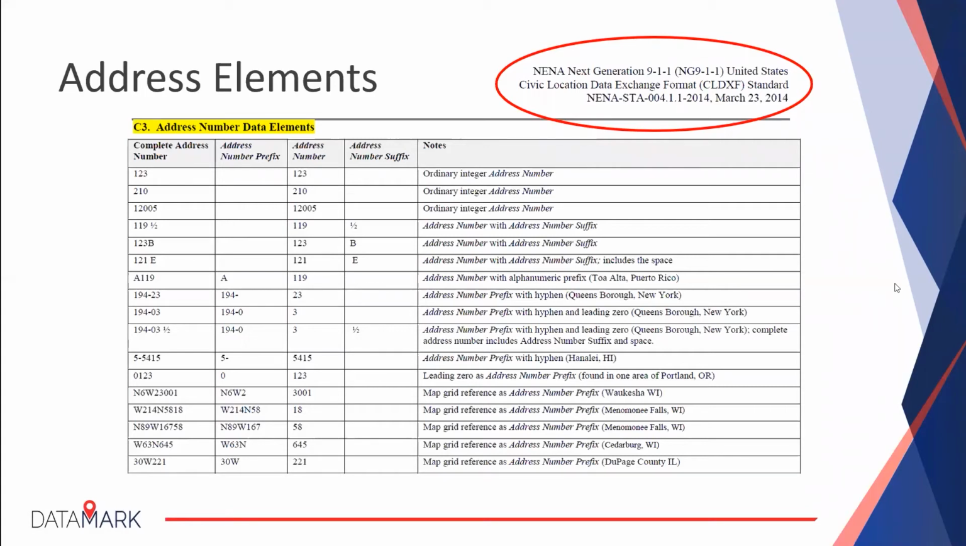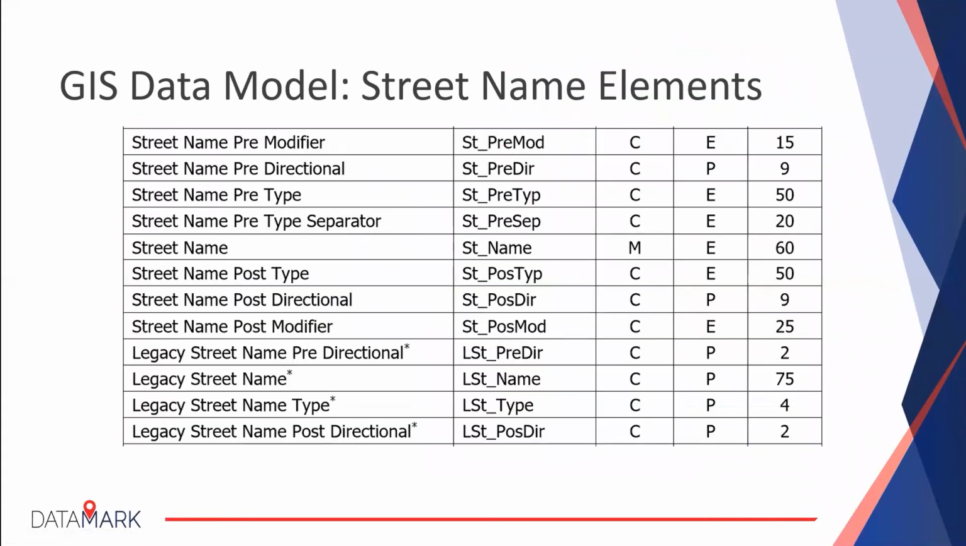Moving into the next slide, we see the street name elements that are in this GIS data model. And we see that it is parsed very differently than the traditional street name elements are parsed, especially in other enterprise systems, where you'll typically find a pre-directional, a street name, a street type suffix, and a post-directional. Those 4 fields explode here into 8 because of the CLDXF and because of that PIDF-LO format that the internet uses to share around location data.